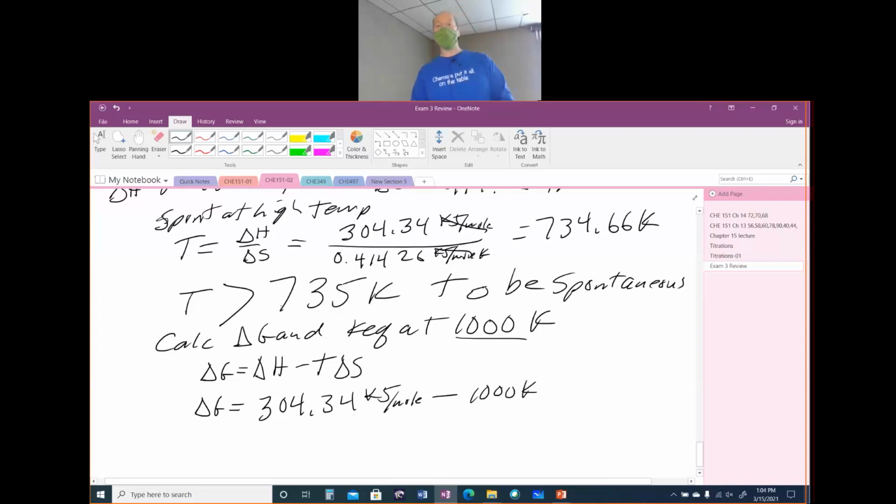And we know that that is greater than 735. We better get a negative number for this. And our delta S, which has to be in kilojoules, is 0.41426 kilojoules per mole Kelvin. And so your kelvins cancel, and now you have kilojoules minus kilojoules, and you have kilojoules for your delta G.